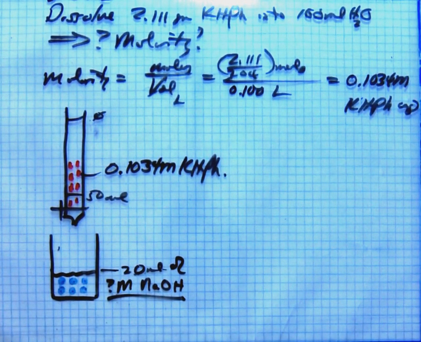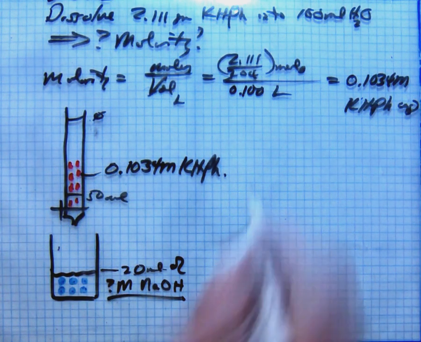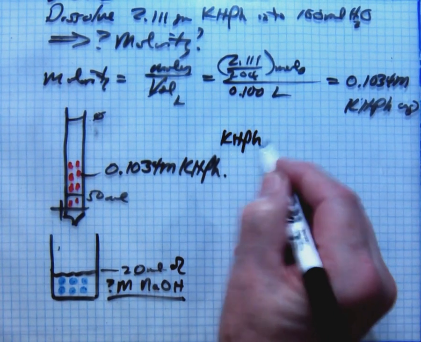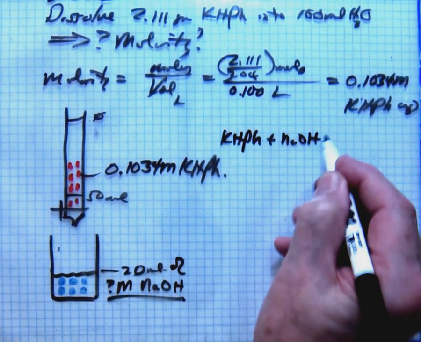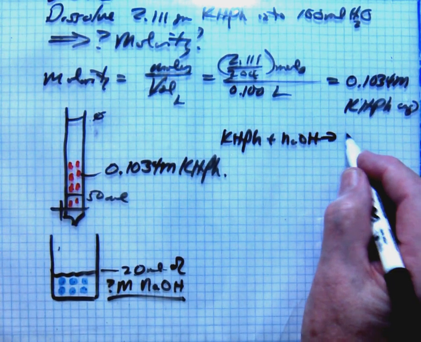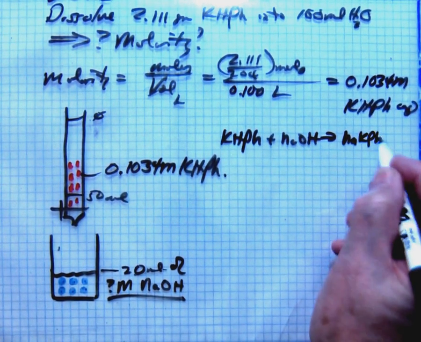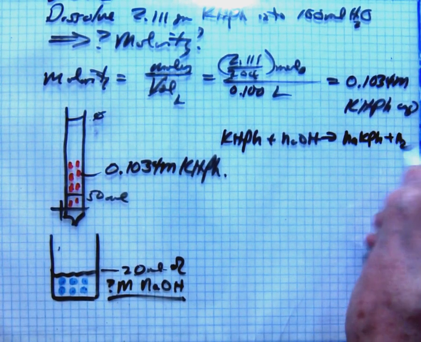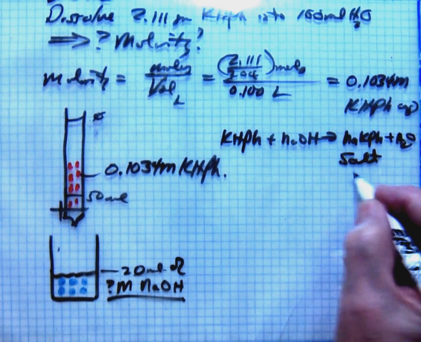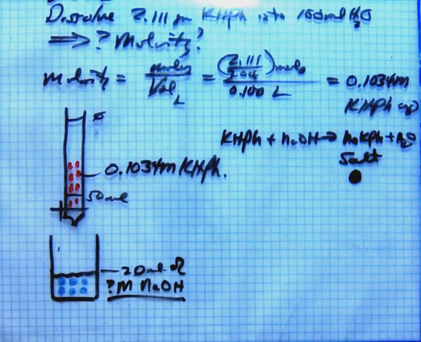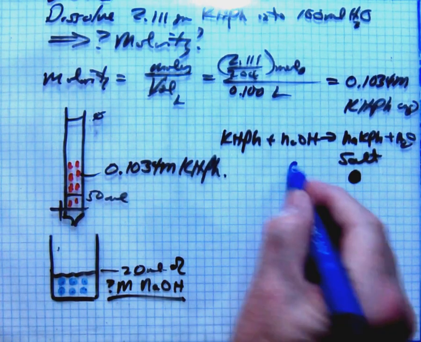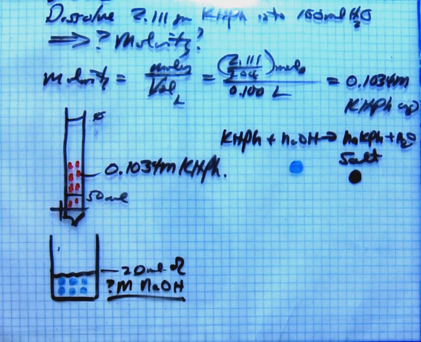Okay, when I drop one of those red dots into the blue dots, it's going to react with the blue dot. It's going to be KHP plus the NaOH. It's going to give me the sodium potassium phthalate plus H2O. And this is a salt. And that's going to be the black dot when I finish with this. Your base is the blue dot. And I lost my red acid. Here it is. Is a red dot.